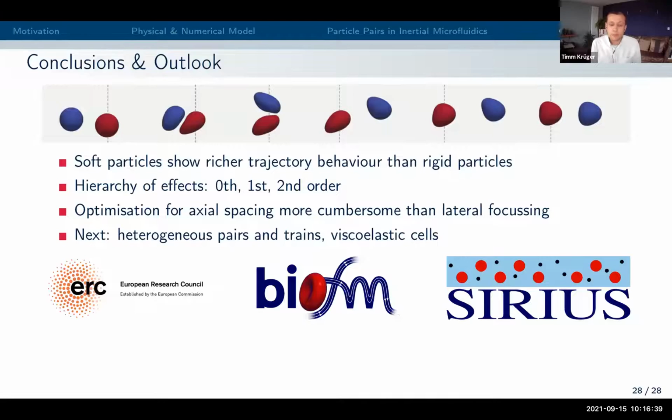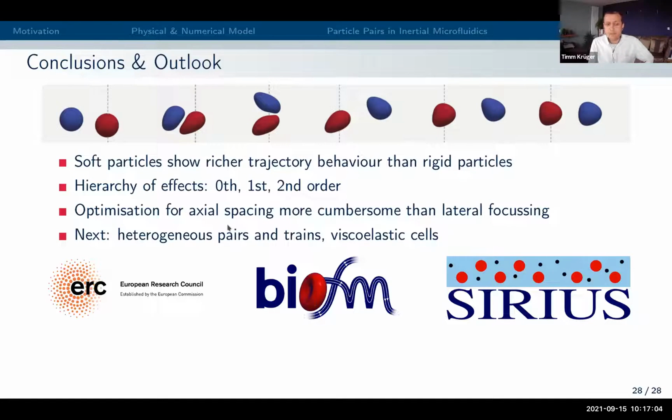We were able to show that we can distinguish between 0th order effects caused by the flow alone, 1st order, single particle, 2nd order caused by 2 particles. And of course, you can have more than 2 particles in a train. And the important bit here is, and this is not really a new finding, it has also been found experimentally some time ago, that typically the lateral migration has to happen before anything else happens.